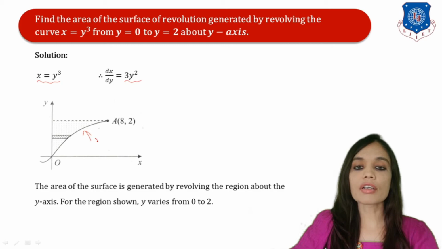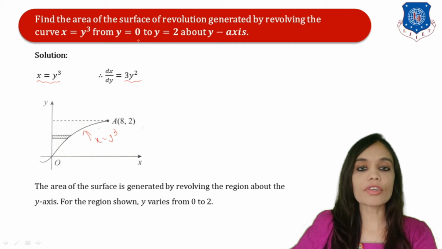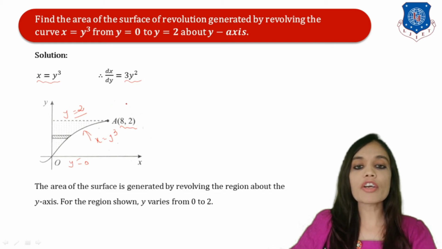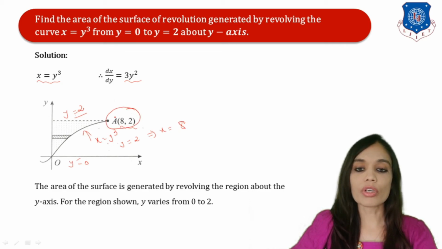Now let us draw the curve x = y cube. So this is the curve x = y cube. Now we are given two lines, y = 0, that is your x-axis, and the next is y = 2, this line. The point of intersection of the line y = 2 and the curve x = y cube is (8, 2). How have we found this? Just put y = 2 in this, and you will get x = 8. So the point of intersection is (8, 2).